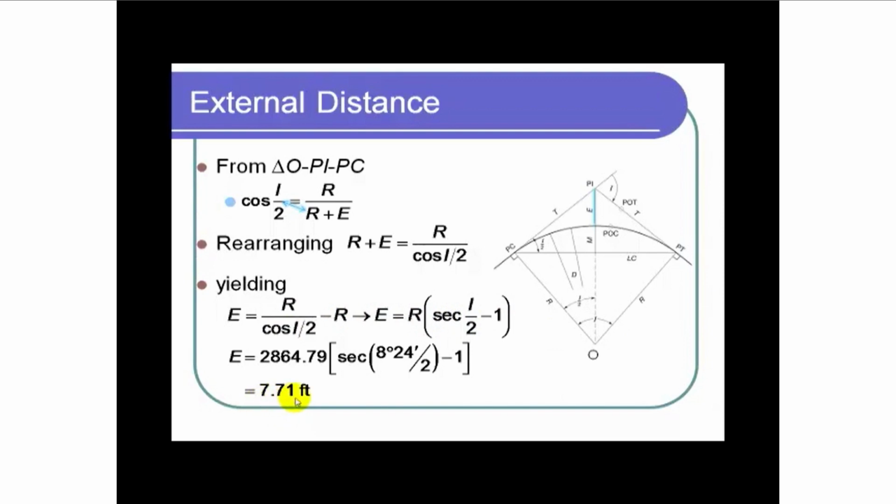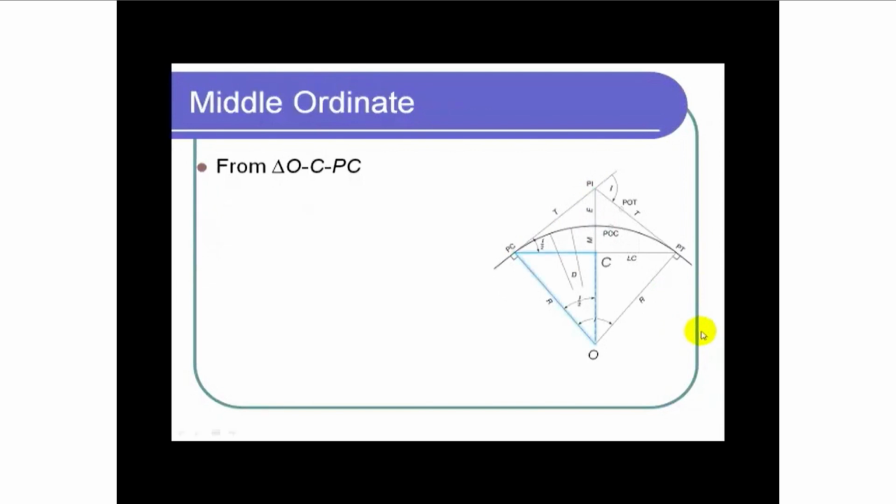Substitute in our values for the curve, we find out that the external on this curve is only 7.71 feet. And this distance is actually often used in the field when it's possible to check your curves when you're laying them out, because you can measure this distance very easily from the PI to the middle of the curve. So you stake out the middle of the curve from your PC and then check that distance to see if your stationing or if your stakeout is going okay.